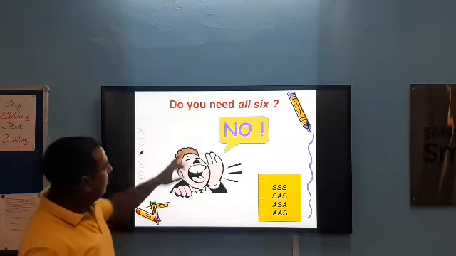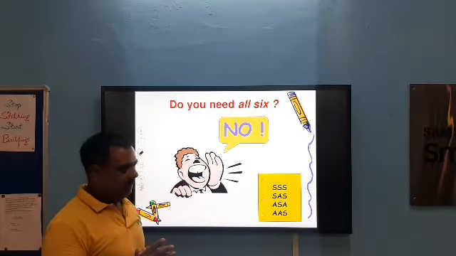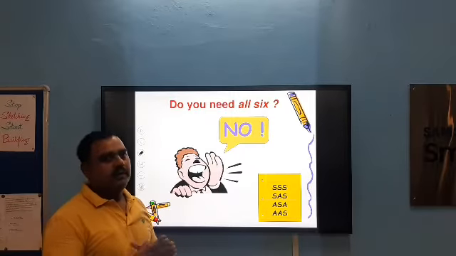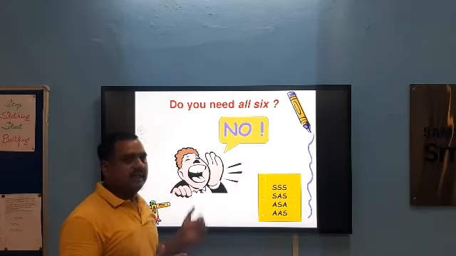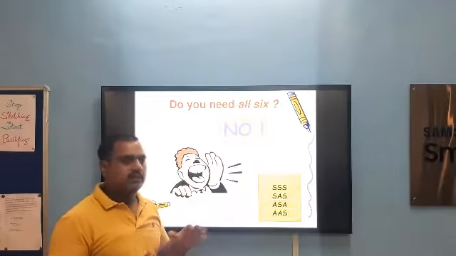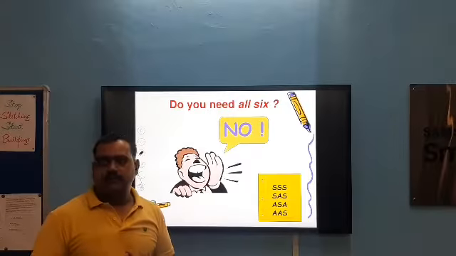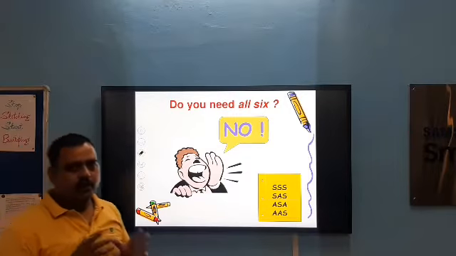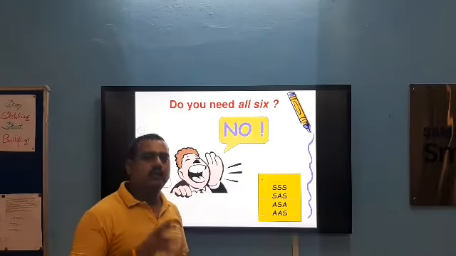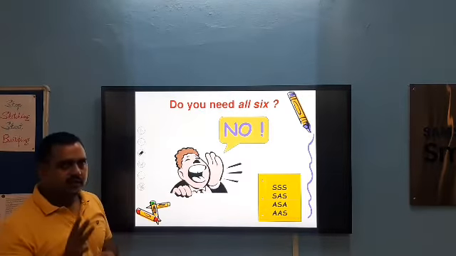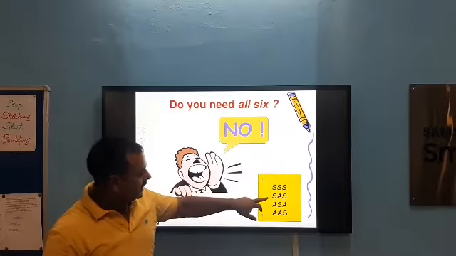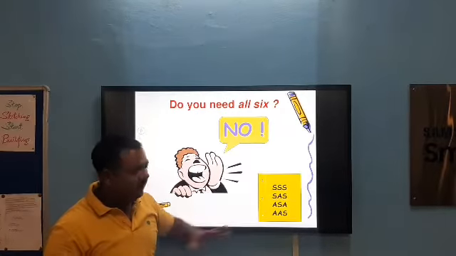So do we need to know all 6? The answer is no. We need not know each and every part. Rather than all 6 parts, we can prove our triangles congruent by using only 3 parts, with combinations like SSS, SAS, ASA and AAS.